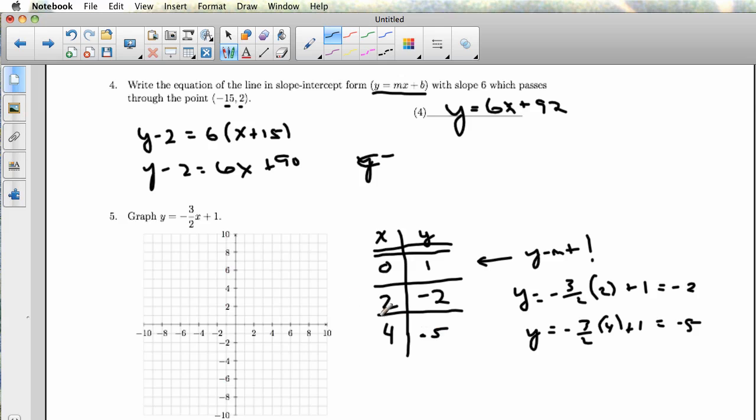So I'll plot 3 points just to make sure. 0, 1 is here. 2, negative 2 is here. And 4, negative 5 is here. So it does look like those fall on a nice straight line. So I'll cheat and use a straight edge tool. So the line will look like that, and it extends in both directions.